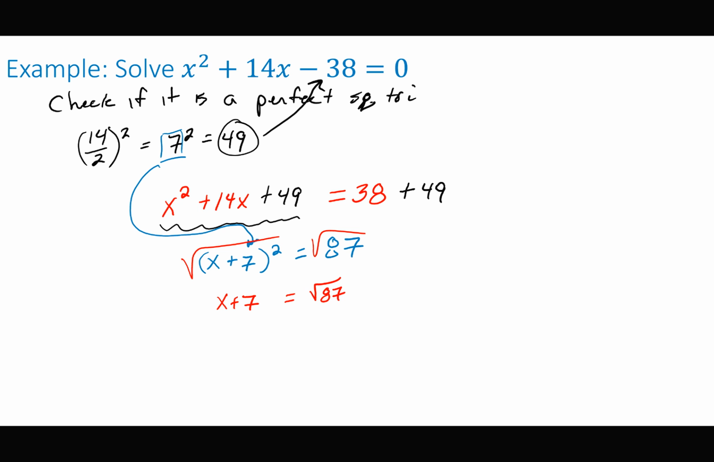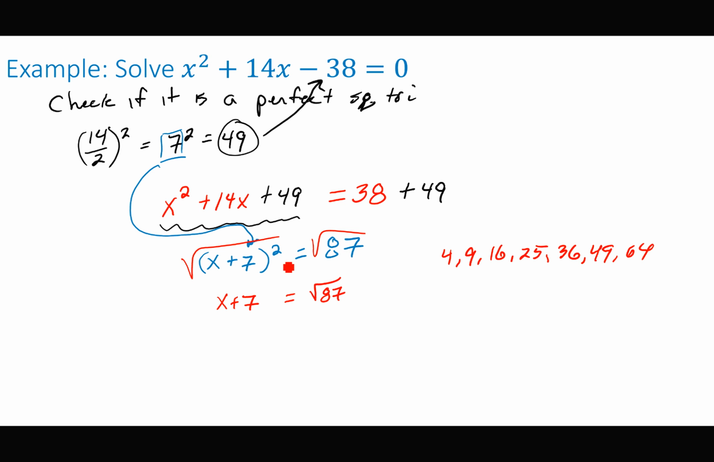The square root of 87 is not a nice number. It's not a perfect square. And I cannot change this to a product of two numbers where one of them is a perfect square. Remember, our perfect squares are 4, 9, 16, 25, 36, 49, 64. All of those are my perfect squares. None of those are a factor of 87.